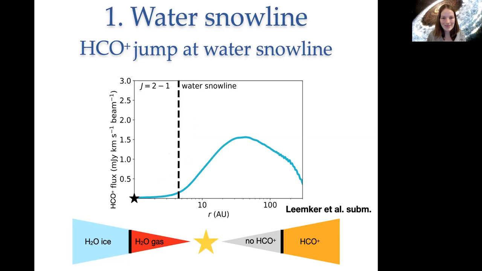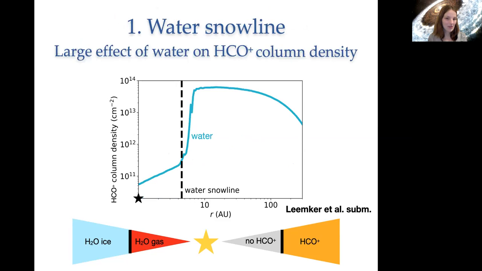But if you then look at the emission, it also looks very good. You have very little emission in the inner parts. You have a lot more in the outer parts. So far so good. But still, are we actually seeing the water snowline or not? So in order to check this, I'm going back to my column density. And the model I showed you before is called water, because water is included in the network.